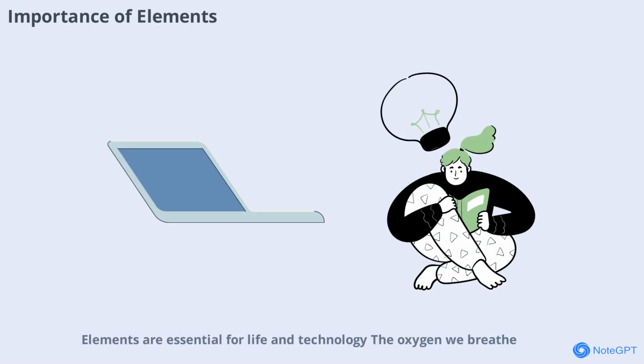Elements are essential for life and technology. The oxygen we breathe, the iron in our blood, and the silicon in computers are all elements. Each element has unique properties that make it useful for different purposes. Learning about elements helps us understand the materials that make up everything around us.